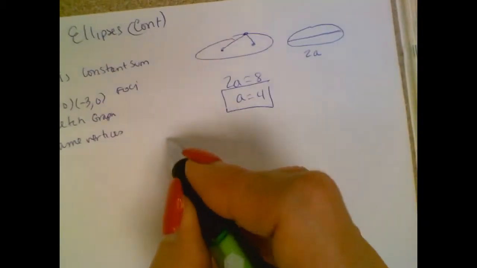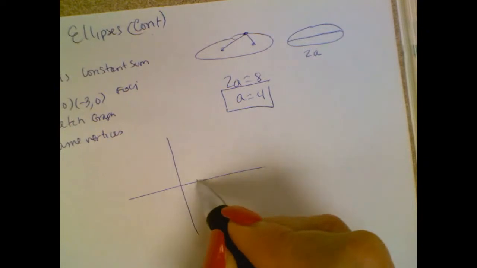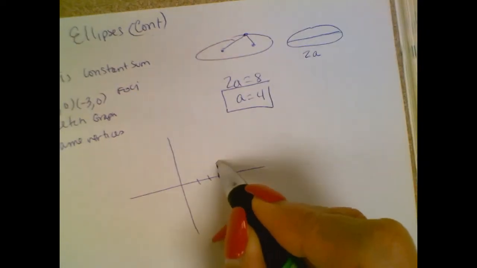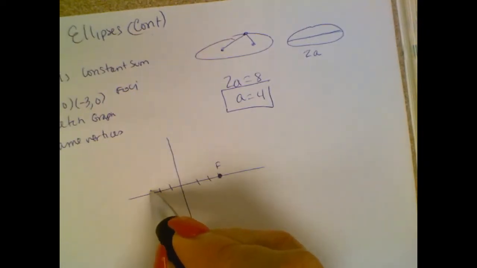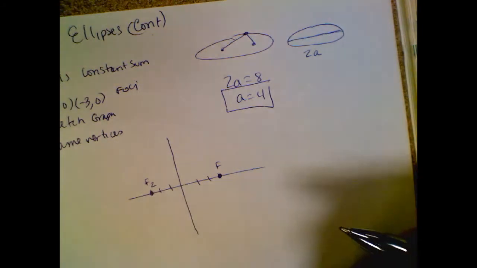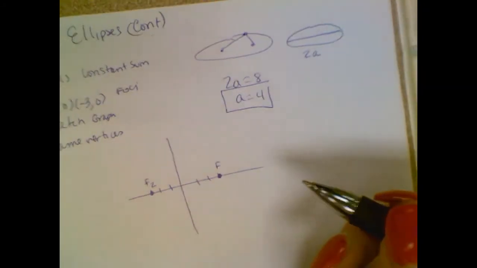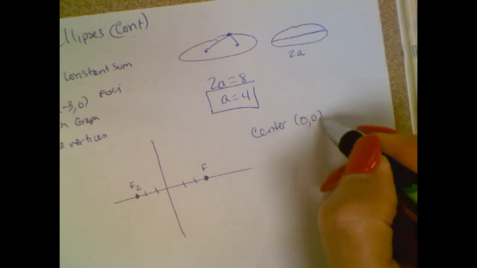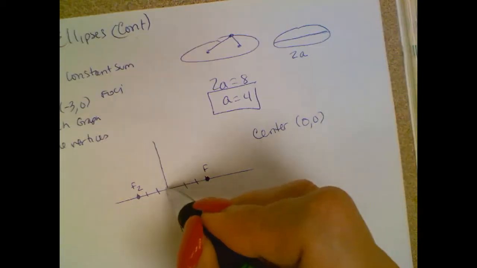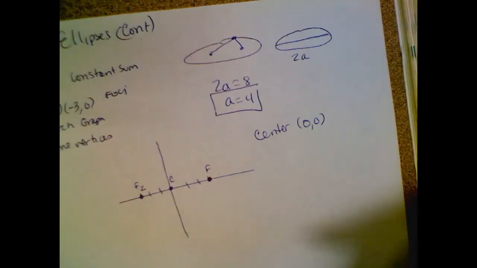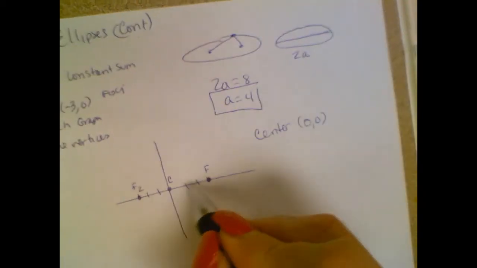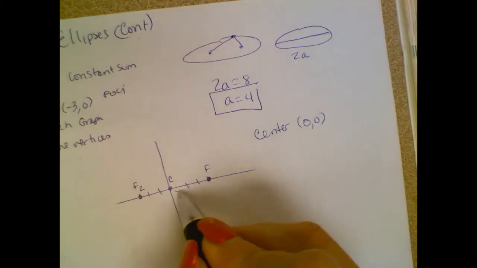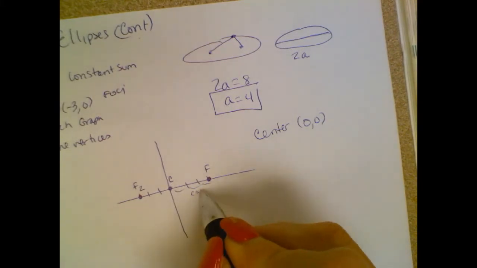So I'm going to sketch this because it does tell you to sketch it anyway. 3, 0 is a focus, and negative 3, 0 is a focus. Okay, so that means that the center is what? The center has to be the midpoint of that. So the center is 0, 0. This has got to be the center. Okay, so what's the distance from the center to one focus? That is 3. So that means that c equals 3.